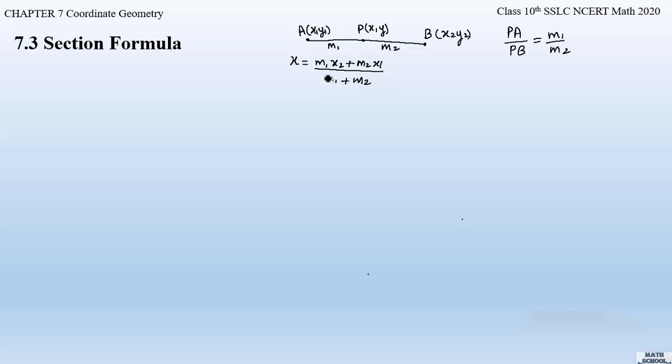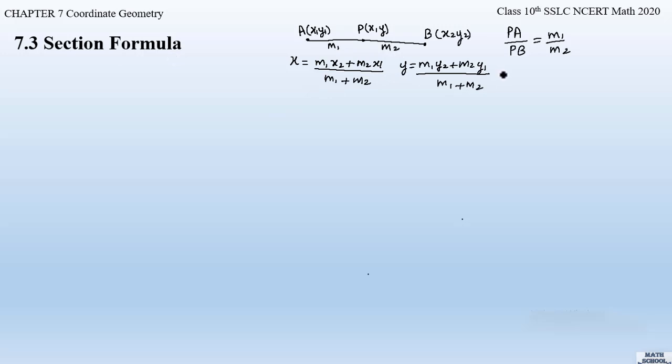This is the x coordinate formula, and for the y coordinate similarly we can write y is equal to m1 into y2 plus m2 into y1, divided by m1 plus m2. This is how we obtain the coordinates of point P, which is called the section formula. You have to know these 2 formulas to determine the coordinates of any point P which divides a line AB in the ratio m1 and m2. Let us see the derivation of this section formula.